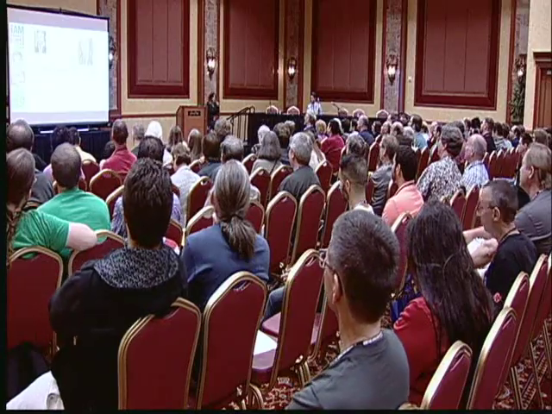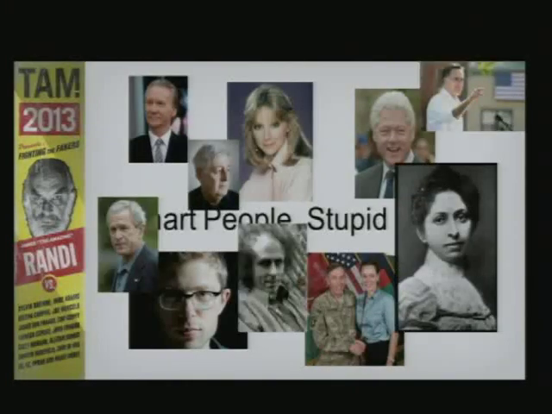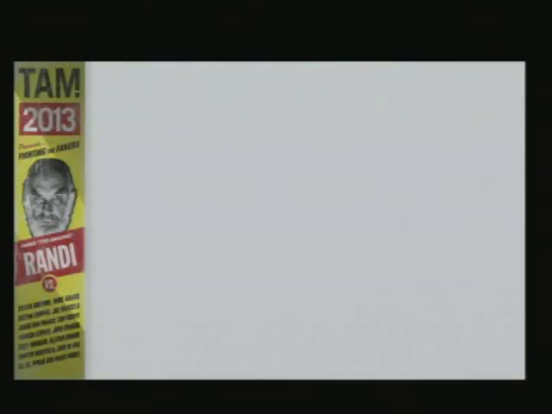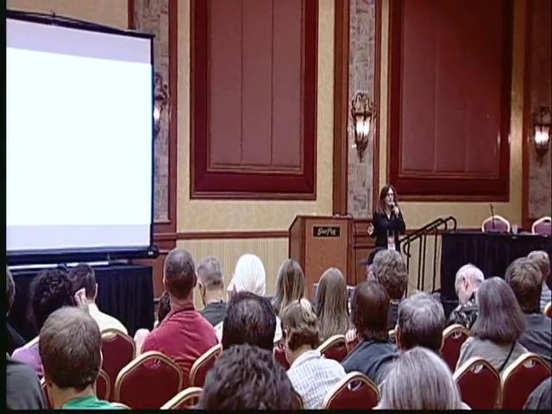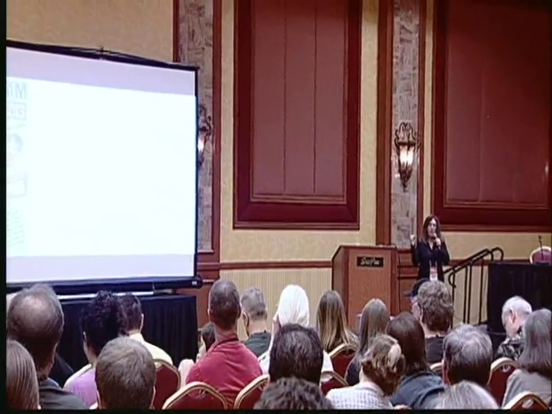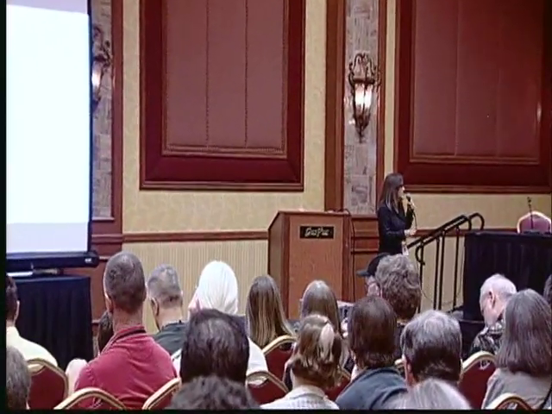Here's some smart people that have done stupid things. Smart people do stupid things. Why do smart people do stupid things? Because the decisions that we have to make on a daily basis to meet our goals involve more than just intelligence. Some of the questions that you were given, like the base rate one, require a lot of intelligence to answer and some knowledge, some education.